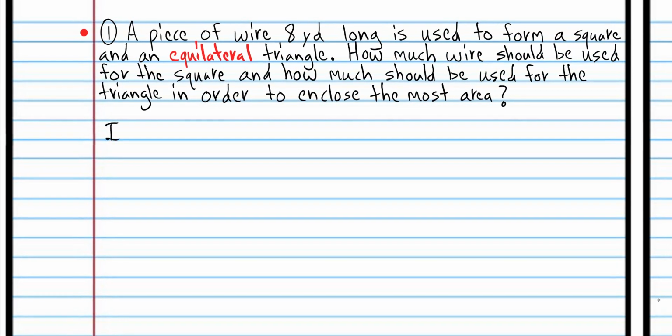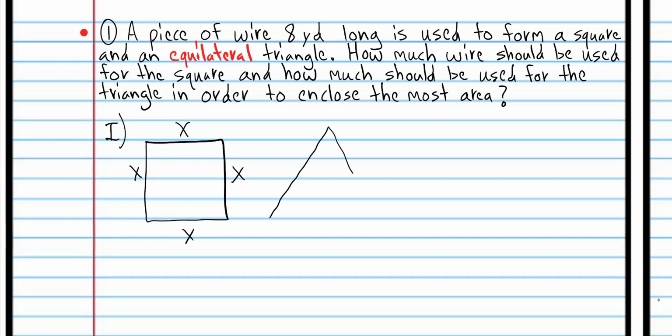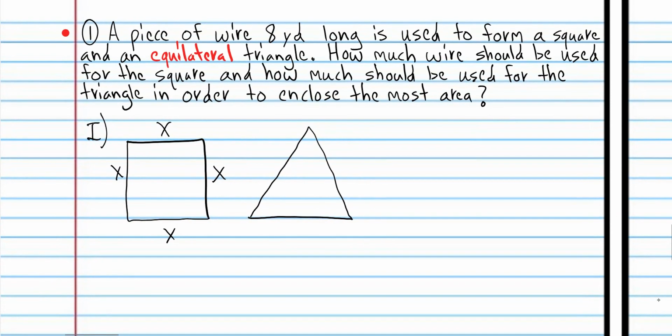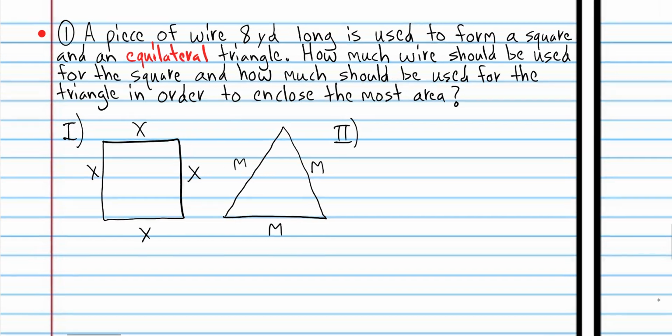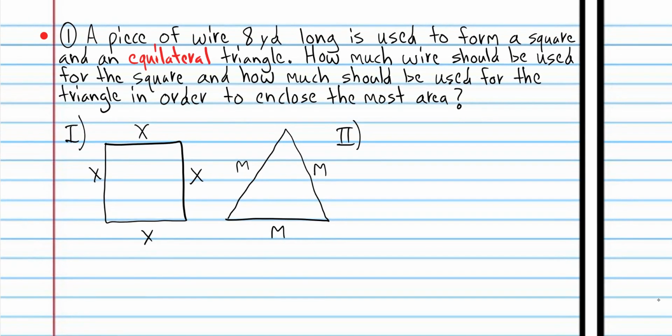So step number one, as usual, is to draw a picture. So we have a square. I'm going to make the sides x. And then we have an equilateral triangle, and I'm going to make those sides m. So that is step number one. We drew, there's no constants in the picture, just variables.